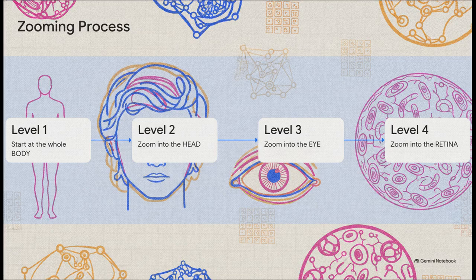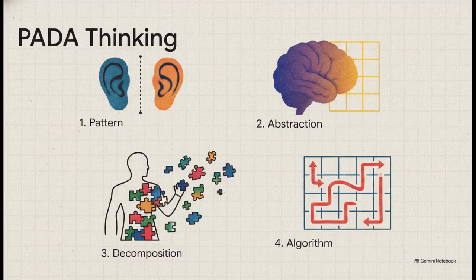You are progressing from the whole body all the way down to molecules, but you're using the exact same 9-box spatial language every single time. This zooming capability means the grid maps perfectly onto what we call PATA-style human computational thinking. PATA stands for pattern recognition, abstraction, decomposition, and algorithmic thinking.